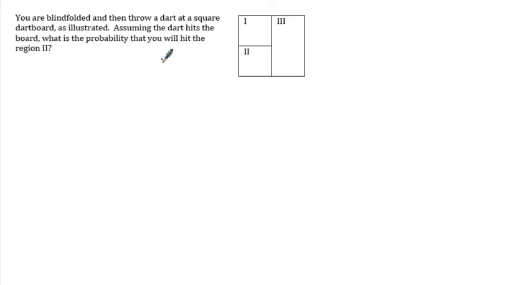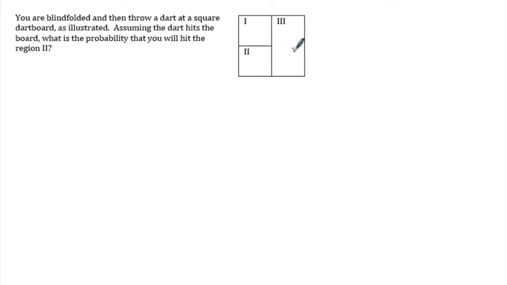Now, a lot of you said 1 and 3. There's 3 sections. That means I'm hitting 1 out of 3. But take a look at the board again. Section 3 takes up half the board. Sections 1 and 2 only take up a fourth of the board. So you have double the chance of hitting 3.